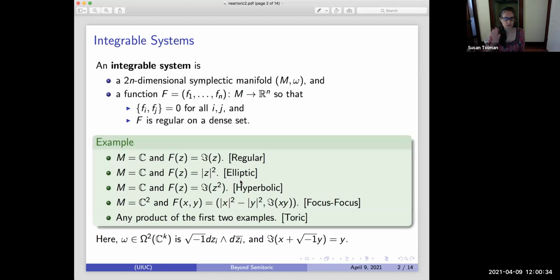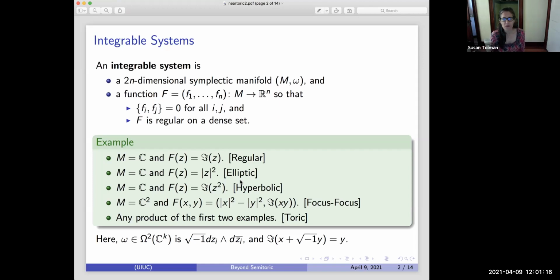Okay, so I'm going to start off with a little introduction to integrable systems. Some of this will be review for you, but it'll go pretty quick, hopefully. An integrable system is a 2n-dimensional symplectic manifold (M, ω) and a function capital F from M to R^n, so F = (F1, ..., Fn). I assume that Fi and Fj Poisson commute for all i and j, and that F is regular on a dense set. These are all standard.